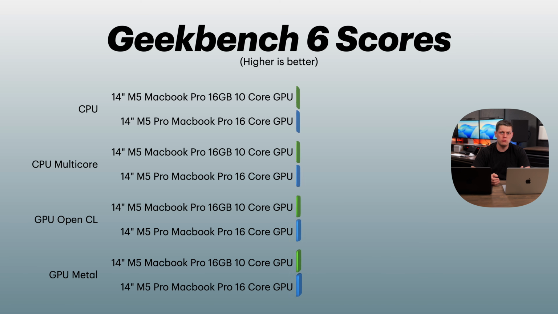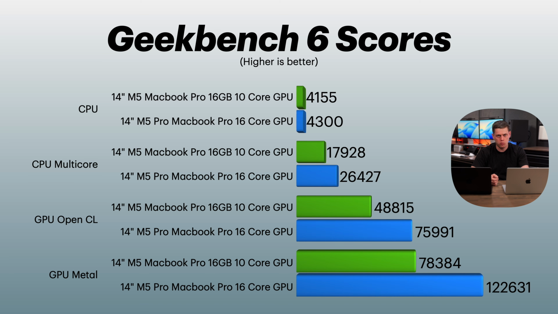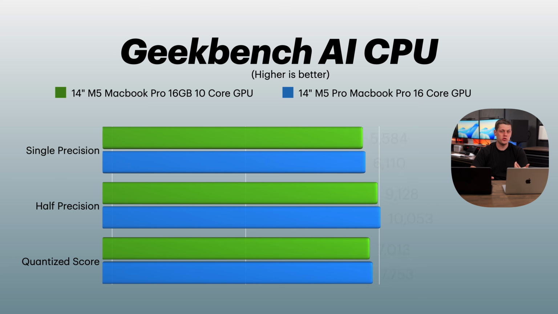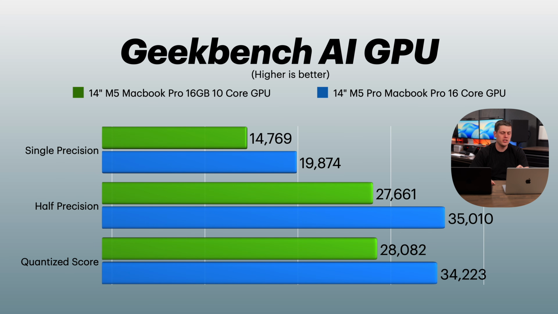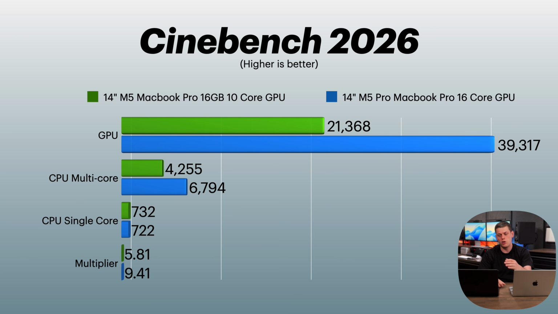So be sure to check out my website for my full list of all the benchmarks, including Geekbench 6, Geekbench AI, and Cinebench scores. On Geekbench 6, the CPU scores were pretty close, and on the multi-core, there was definitely a healthy boost to the M5 Pro. On the Metal GPU scores, I was getting about 1.5 times the performance on the M5 Pro over the M5. And on Geekbench AI, I also saw that single scores were pretty close on the CPU. But on the GPU, I did see a slight increase in performance with Geekbench AI as well. I also did the Cinebench 2026 benchmark on both of these. I was getting about 1.8 times GPU performance on the M5 Pro over the M5.